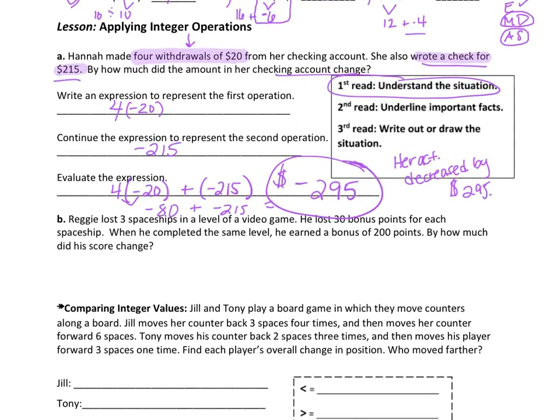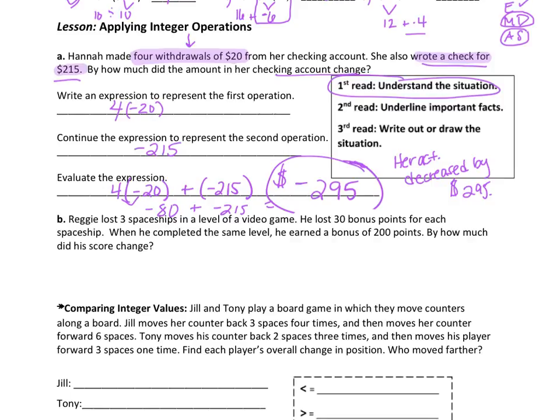All right, letter B. Oh my gosh, I'm drawing all over here. Okay, let's pick a different color. I'll do blue. So first read, understand the situation. So Reggie lost 3 spaceships in a level of a video game. He lost 30 bonus points for each spaceship. When he completed the same level, he earned a bonus of 200 points. By how much did his score change? So kind of the same thing, but we're talking about a game as opposed to her checking account.